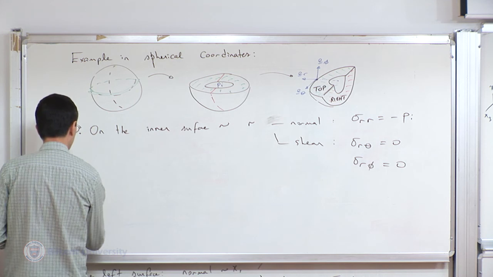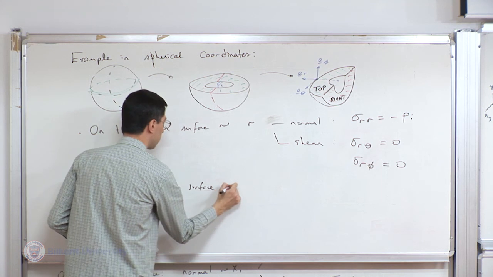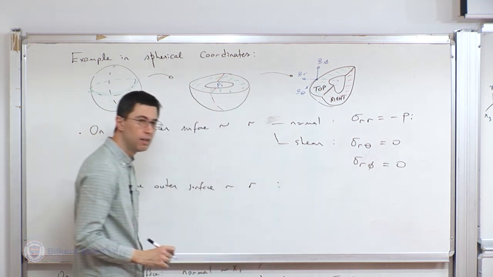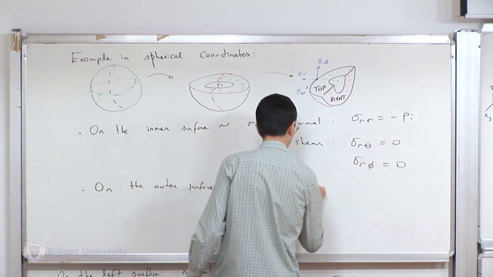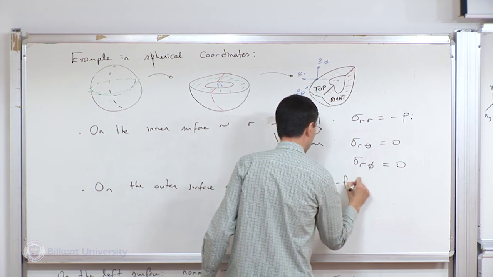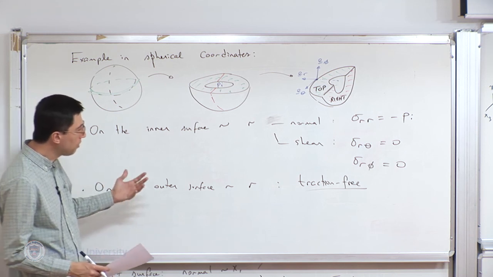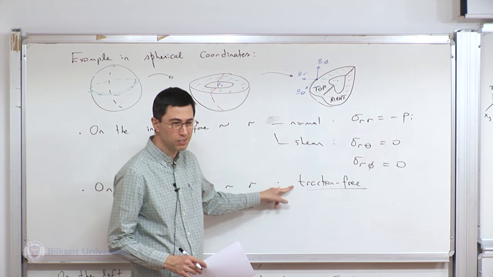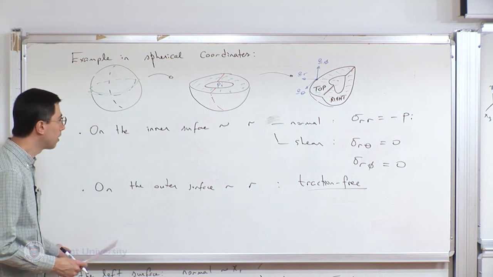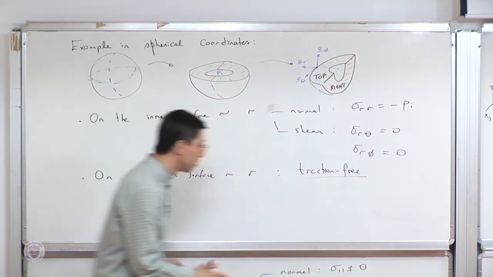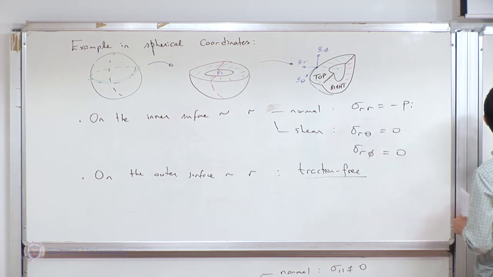Okay, let's look at the outer surface. The outer surface is also related to r, but now that surface is easy because there is nothing acting tangential or normal to it, so the outer surface we can say is traction-free. The fact that it's traction-free doesn't mean that we don't need to do anything. We will also make use of the fact that it is traction-free. All right, so let's proceed now with the top and right surfaces. So let's go to the top surface.